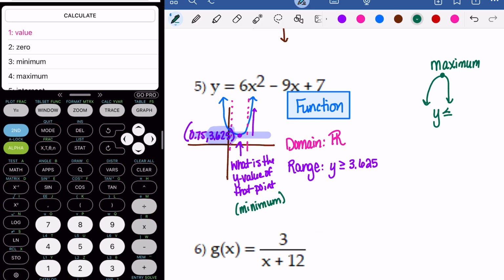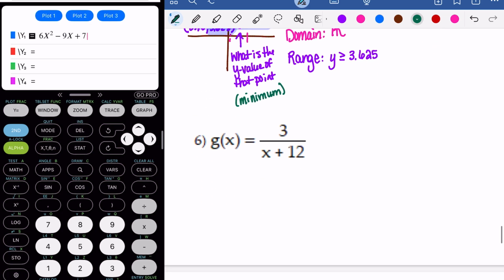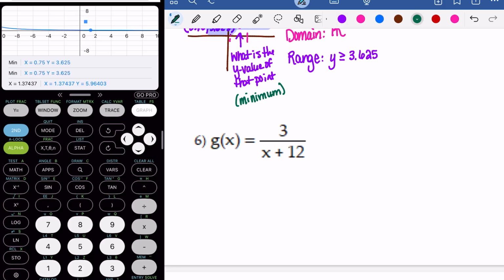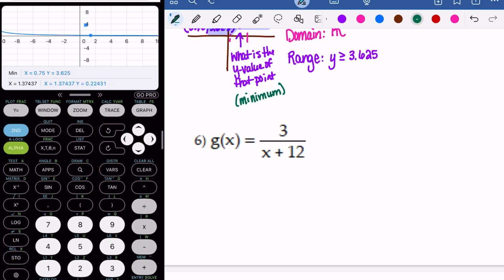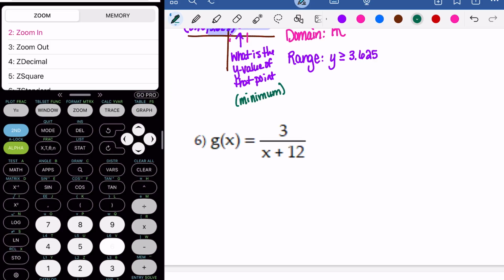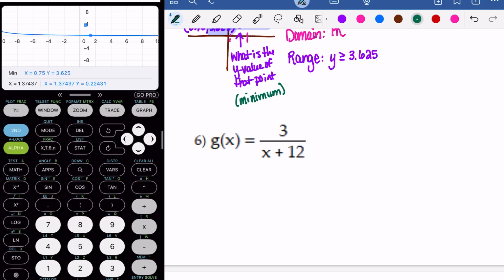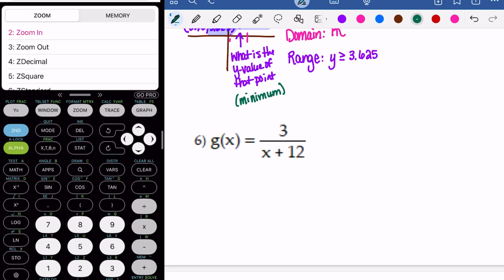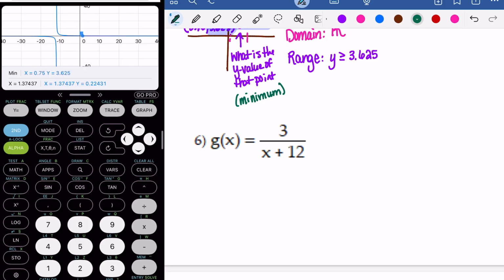All right, last one like this, we're going to go back to y equals. I'm going to clear that out, and I'm going to use my fraction key. So remember alpha and then that x button. 3 over x plus 12. Then I'm going to hit graph. I'm going to zoom 6 just to get my graph back to normal. I don't like that, so I'm going to zoom out. There we go. Now I can see it. So sometimes you have to zoom out.